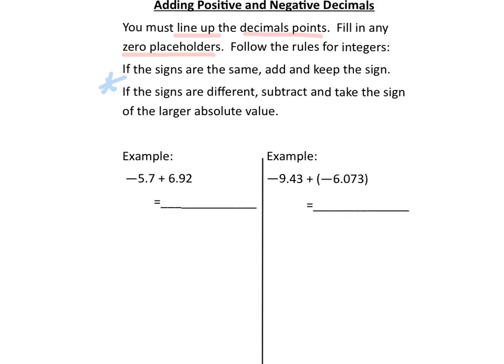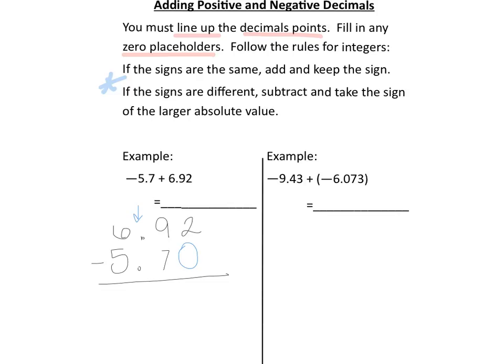Negative 5.7 plus 6.92. Well, when we look at these, hopefully your brain now goes, hey, the signs are different. That means we're going to have to subtract. So when we subtract, we know that 6.92 is going to go on top and 5.7 is going on the bottom. When we look at this, we should note the decimals are lined up and that we're going to need to fill in a 0 under the 2 so that it's 6.92 minus 5.70.